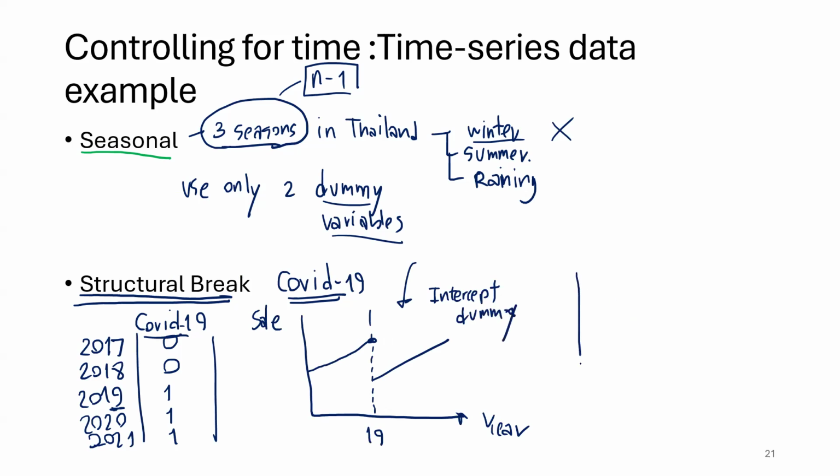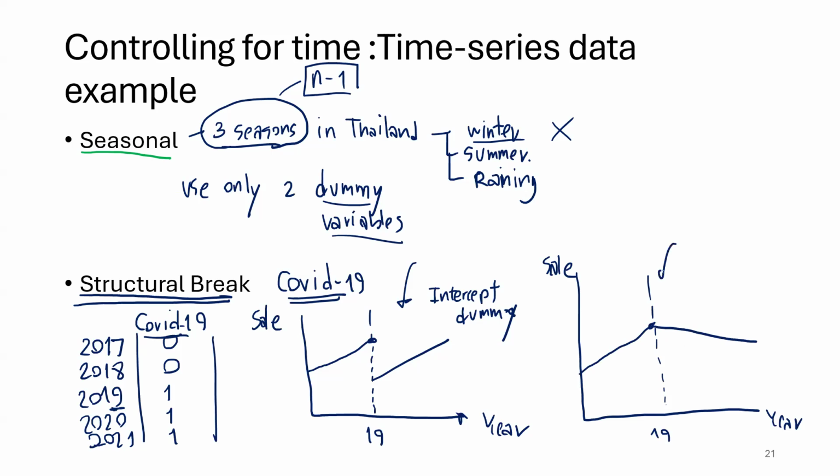However, you may use slope dummy as well. This is COVID-19, the sales increase, and then after COVID-19, the sales are not increased anymore. So you apply slope dummy. So we call it the structural break.